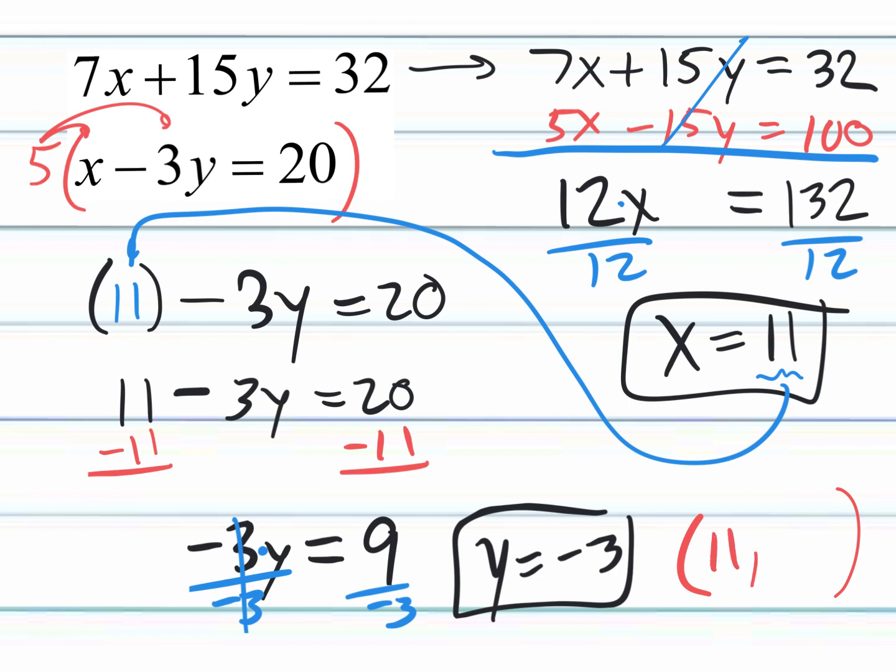Okay, so we're going to type in our answer with parentheses. The x value always has to come first. The y value comes second. There's your answer, 11 comma negative 3. And this is another example of only having to modify one equation, right? We didn't mess with the top one. We just rewrote it. We only modified the bottom equation.